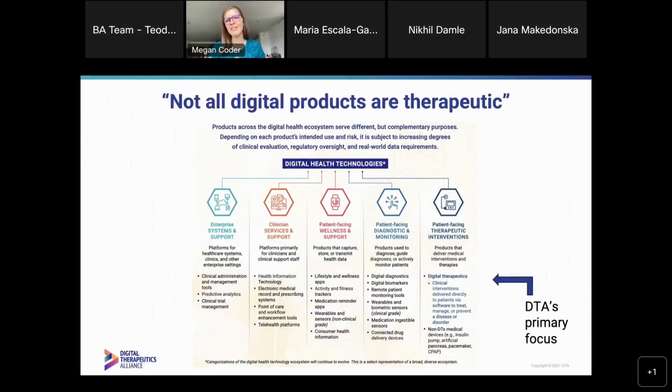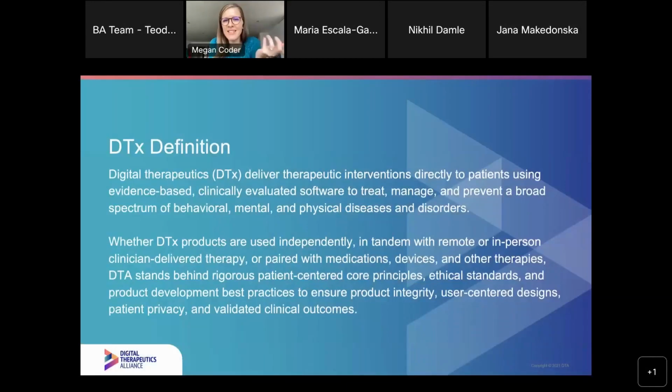It is not comprehensive, and it will continue to evolve. But really wanted to point out that we really operate in this specific area. So digital therapeutics can be used alongside of and with other technologies as laid out here. But what I'm focusing on mostly today in my description really is the idea that digital therapeutics are using software to directly impact a disease state. And that is listed here.